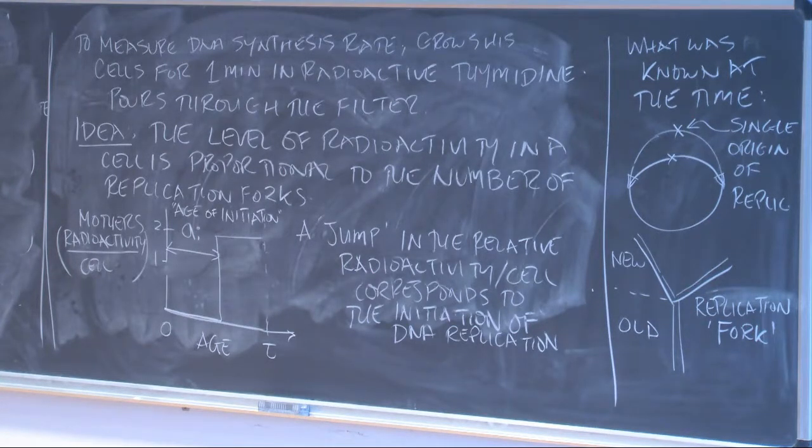And so for cells that are growing much, much longer than the cycle time that it takes to replicate the DNA, that age of initiation would make up the gap. And it turns out that it's actually like this. It's a gap at the beginning of the cell's lifetime, and then DNA starts to replicate and then terminates at cell division.